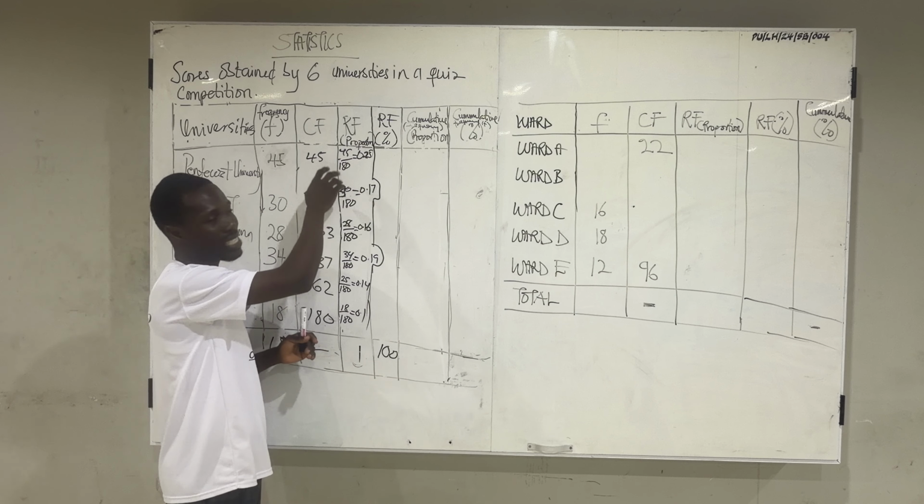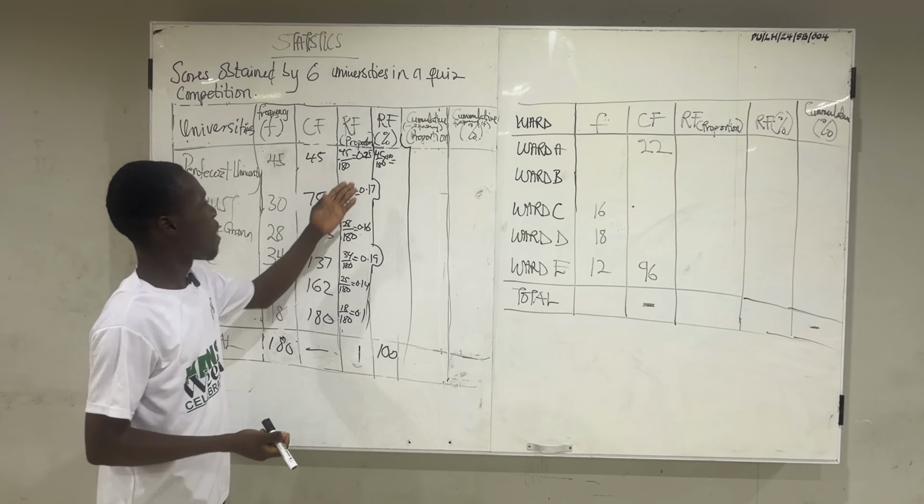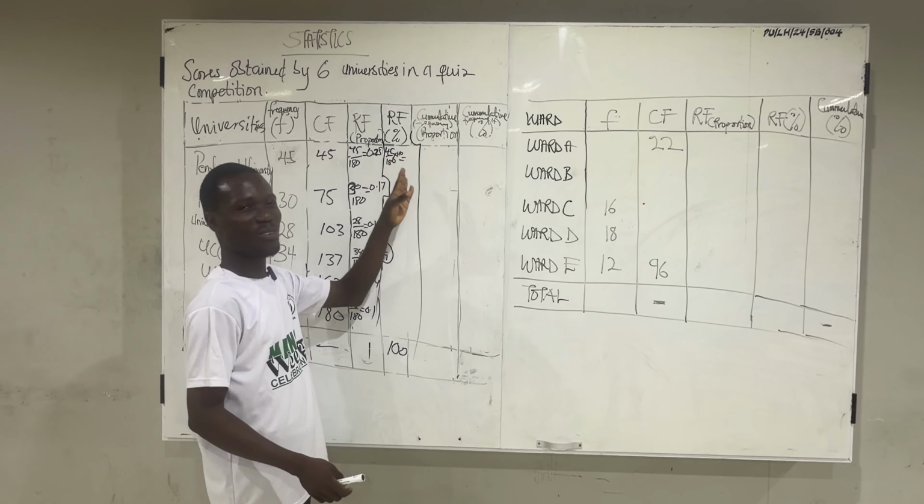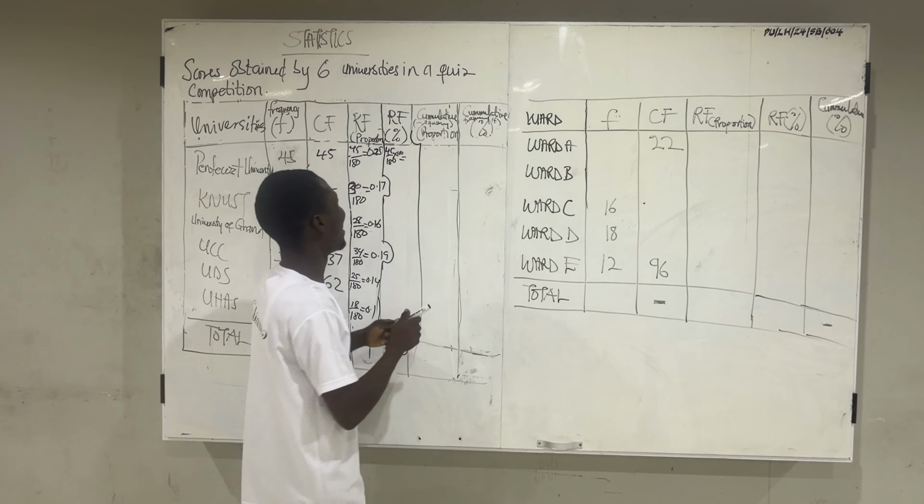Okay. So now let's look at the relative frequency in terms of percentage. Doing relative frequency in terms of percentage is the same thing. So it's going to be 45 over 180. But anytime we are expressing something in percentage, we multiply it by 100. So we are going to get 45 over 180 times 100. And that will give us what?